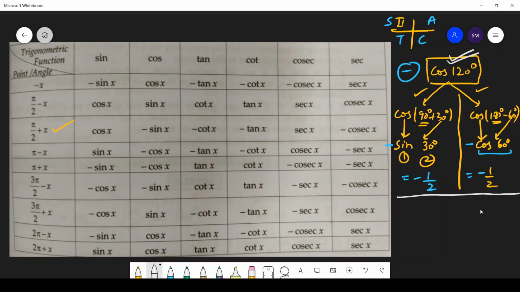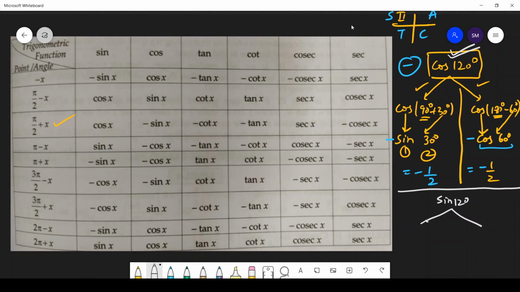Now can you tell me the value of sine 120, students? Sine 120 degree. Sir, root 3 by 2. Okay, good. Write your answers in the message box, those who are finding it.